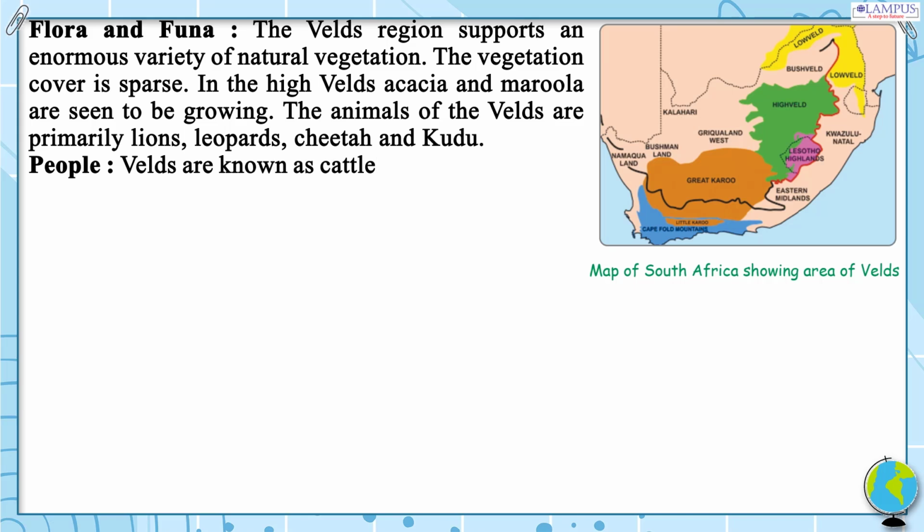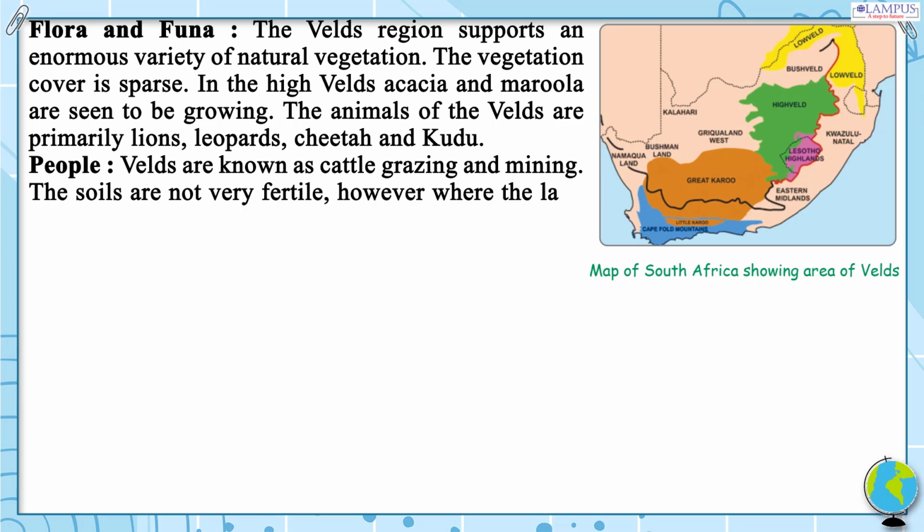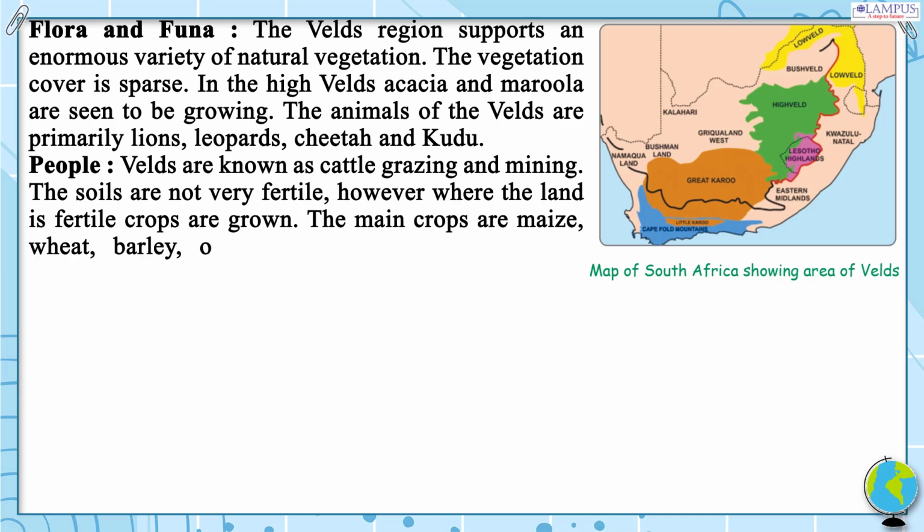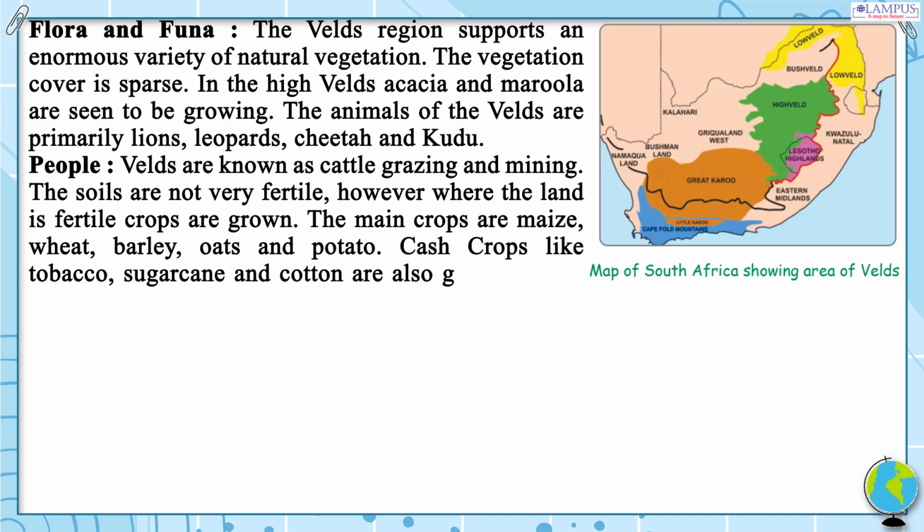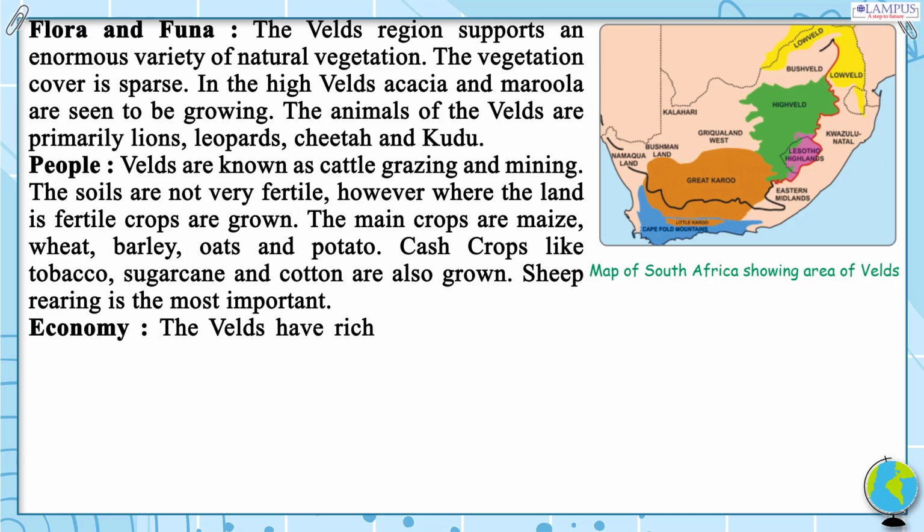People. Velds are known for cattle grazing and mining. The soils are not very fertile. However, where the land is fertile, crops are grown. The main crops are maize, wheat, barley, oats and potato. Cash crops like tobacco, sugarcane and cotton are also grown. Sheep rearing is the most important.